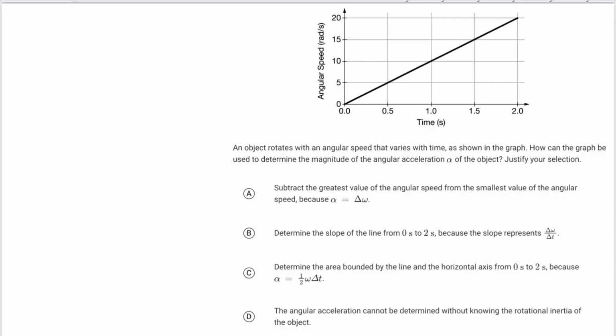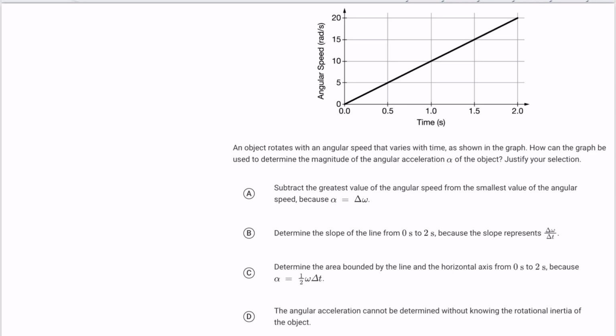For the first problem, we have a graph that plots angular speed in radians per second versus time in seconds. And the question says, an object rotates with an angular speed that varies with time as shown in the graph. How can the graph be used to determine the magnitude of the angular acceleration of the object?